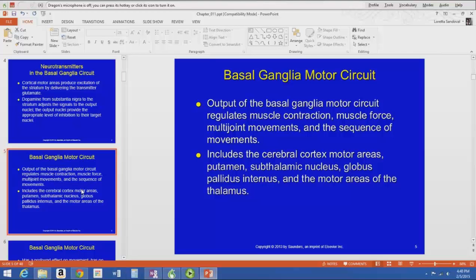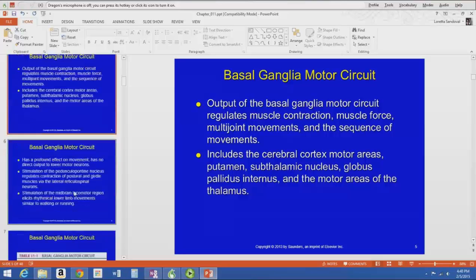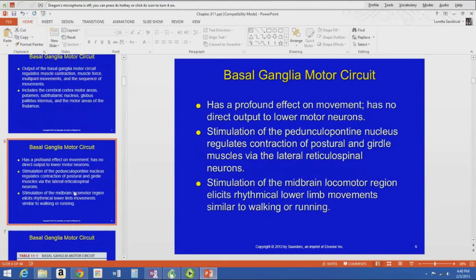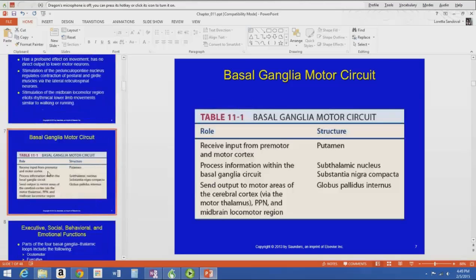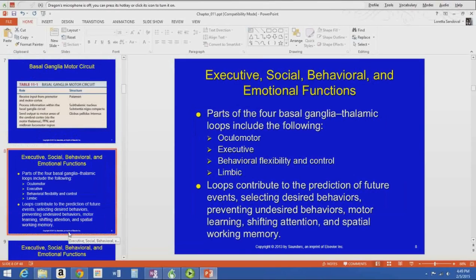So there are lots of different areas which we looked at, those little pathways that are involved in the motor circuit. Okay, so it has that huge effect on movement, but no direct output to lower motor neurons, which is kind of cool. And there's a little sentence for each one of those pathways. Table 11.1 from the book just talks about the different structures and their roles. And again, I do not want you to memorize this information, so don't even think about it. I'm trying to limit the amount of stuff you have to memorize. I want you to understand concepts and not so much memorization.